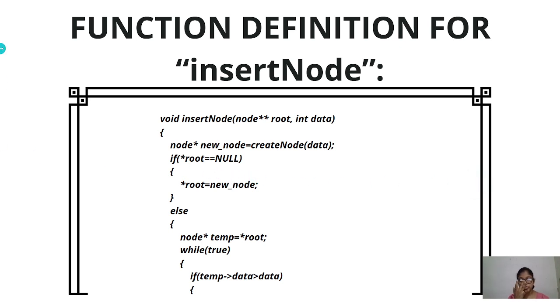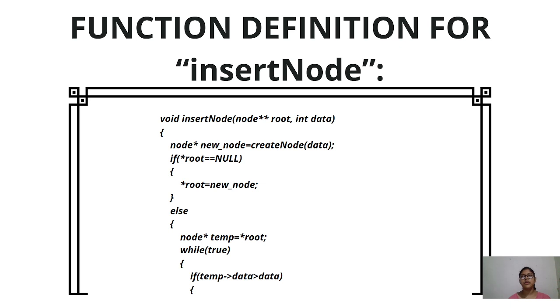Now insert node is used to make the blueprint as well as store the data. Make the blueprint means this line: node star new node, create node data. New node will have the blueprint of the data. Now the time complexity of this insert node will be constant, because at a time we are creating only one node. We are also storing value at one node at a time. So new node will also be of node star type, because we have to work with data, right pointer, left pointer.